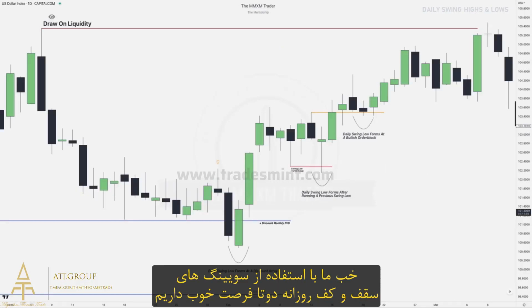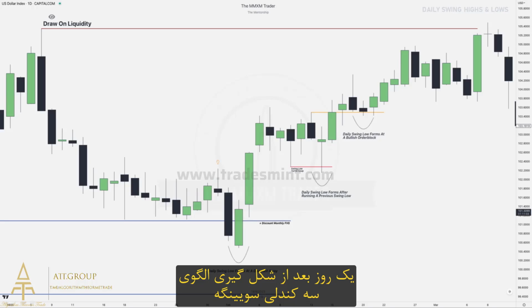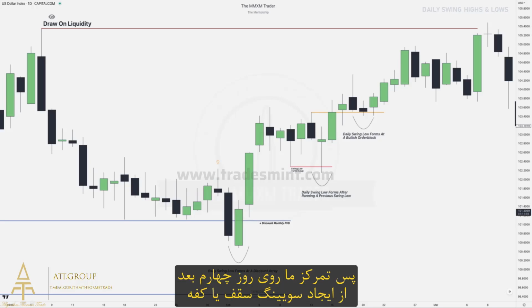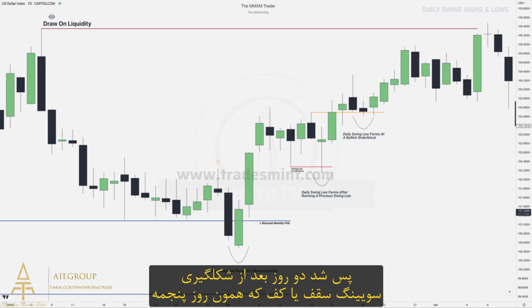So the two opportunities using the daily swing highs and lows, and the easiest model you will ever have, is the day after that 3-day swing bar pattern has formed. So we're going to focus on day number 4 after that swing high or low has been formed. We can also focus on 2 days after that 3-day swing bar pattern has formed. So 2 days after that swing high or swing low has formed, or day 5.